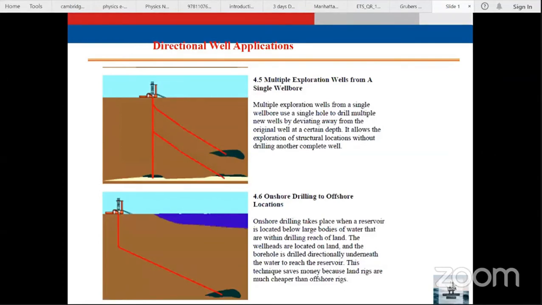Another great application is drilling onshore to reach offshore locations. What does that mean? Sometimes there is oil under the water, but it's close to the shore, close to the land. Offshore rigs cost more than land rigs, and they cost a lot more to rent. So I can use the land rig and then use directional wells to drill beneath the river or the sea. So I save more money and more time.